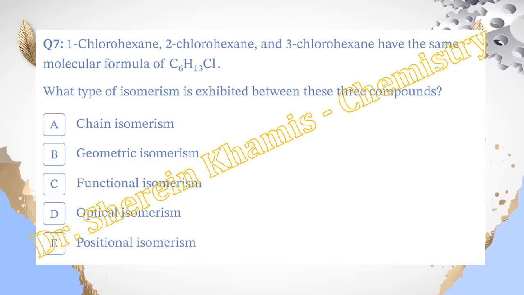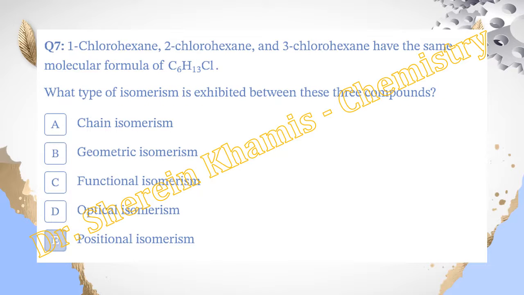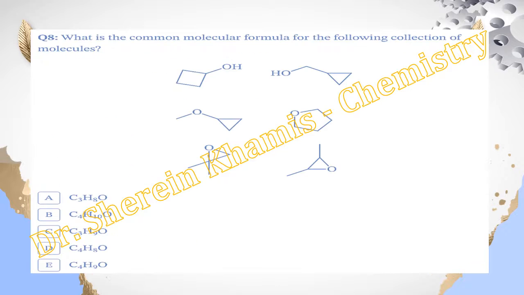So I think it's an easy question. We have here chain, geometric, functional, optical and positional isomerism. So the right answer will be letter E, positional isomerism. I think it's an easy one. Let's go to question number 8.